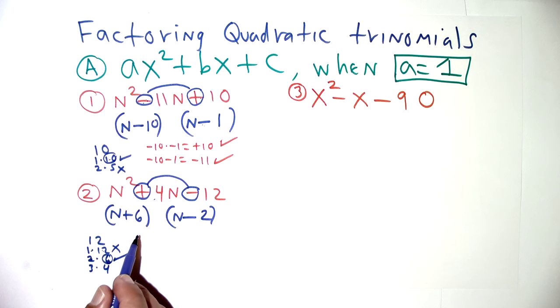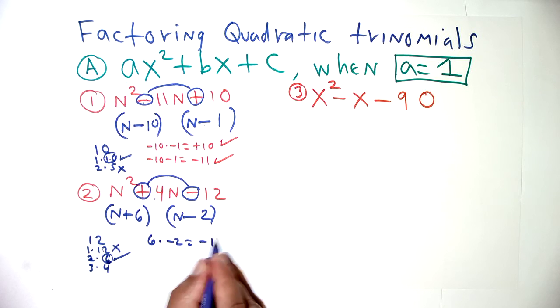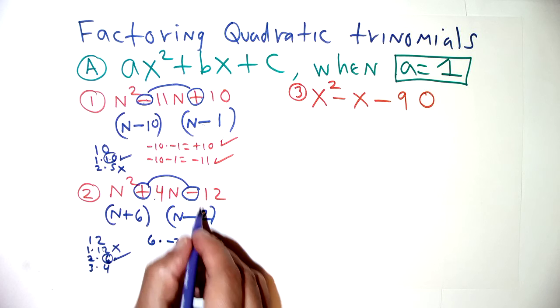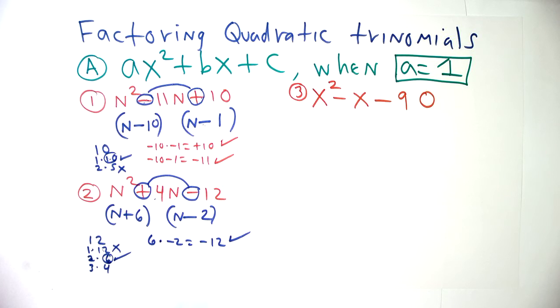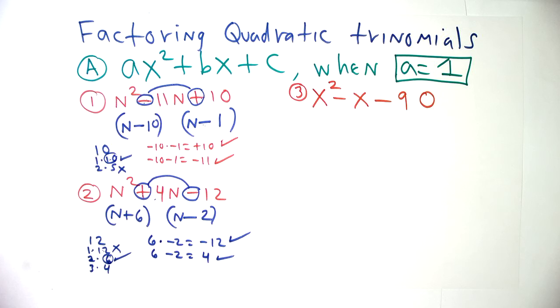So how am I going to check my work like before? I'm going to multiply. You see, this positive 6 times negative 2. When you multiply, you get negative 12, which is basically C here, the constant here, which is good. And then the next thing that you're going to do is just combine the same numbers. 6 minus 2, which is 4, positive, and that's what we're having here. So that example is good, 100%.